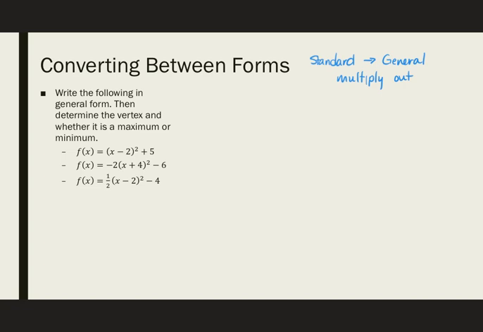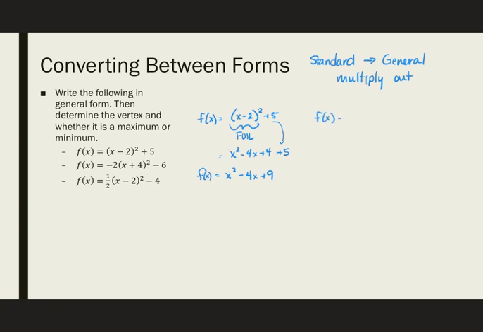Okay, so I'm going to take x minus 2 squared plus 5. This gets FOILed or distributed, okay, and that becomes x squared minus 4x plus 4. And then I have this plus 5 still. So this function in general form is x squared minus 4x plus 9. Okay, really straightforward. Grab it, multiply it out. Now you're in the right form.